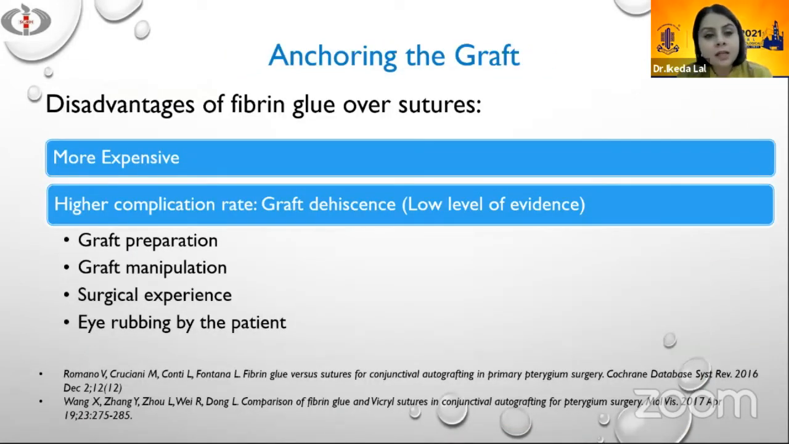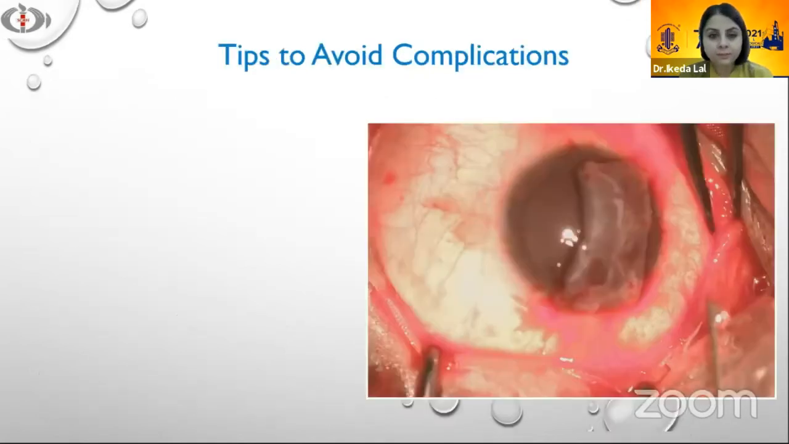Now, what are the disadvantages of using fibrin glue over sutures? It is much more expensive, and this is very relevant in the Indian scenario. Not all patients can afford fibrin glue. There is some low level of evidence to suggest that there might be higher chances of graft dehiscence when we anchor the graft with fibrin glue. But this graft dehiscence depends on a lot of factors, including preparation and manipulation of the graft, the surgical experience, as well as eye rubbing by the patient post-operatively.